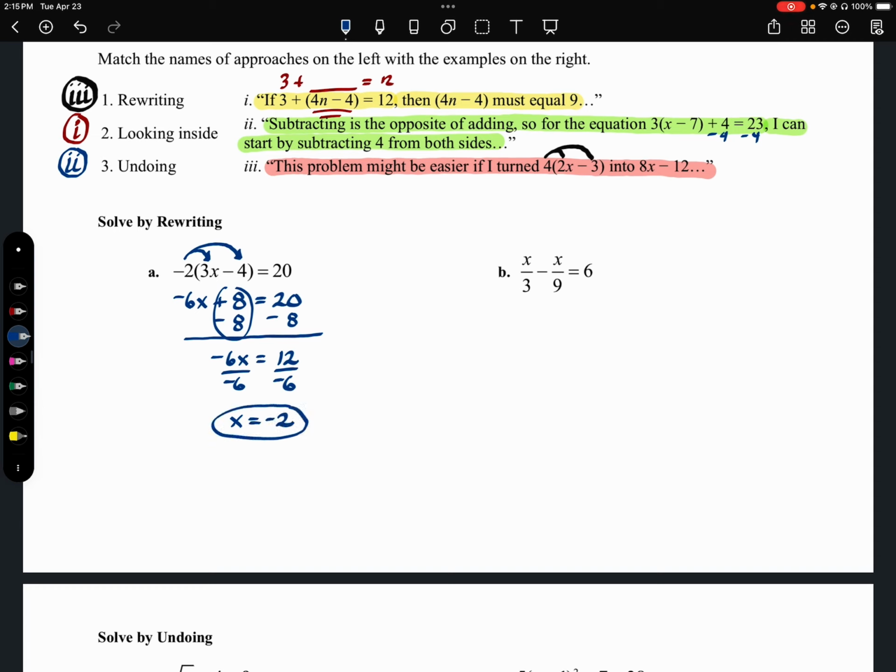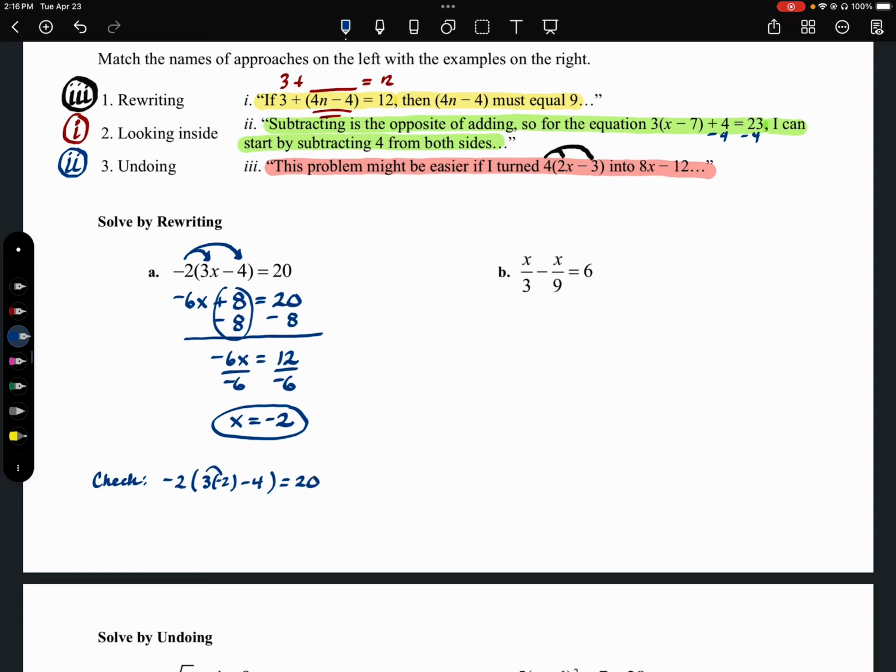And again, you can check all of these, right? If you wanted to check, we would just take it here. We'll plug it in. Negative 2 times a quantity of 3 times negative 2 minus 4 is equal to 20. So 3 times negative 2 is negative 6, minus 4 is negative 10. And negative 2 times negative 10 is 20. So we get 20 equals 20. We know it's correct.